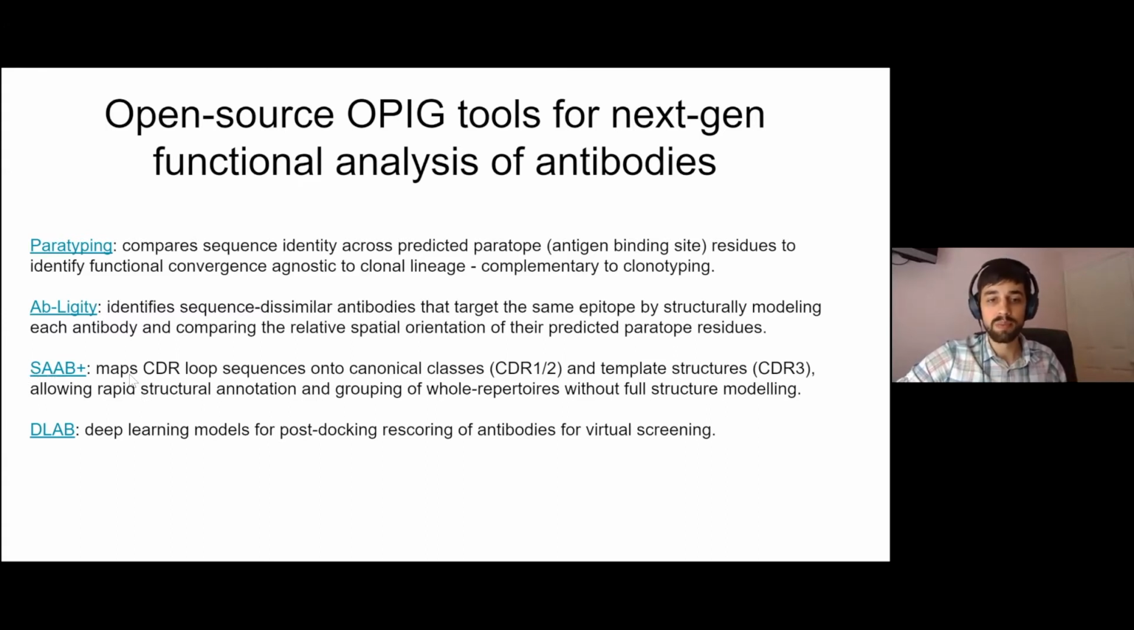SAR+, which is more of a rapid structural annotation tool, can be used for similar purposes. And if you want to go higher level towards docking and rescoring with deep learning methods, we also have work in that area as well, to see whether we can get a putative pose with good enough energy via the rescoring. So we have all of these tools, all open source on our GitHub, that you could play around with if you're interested in this area.